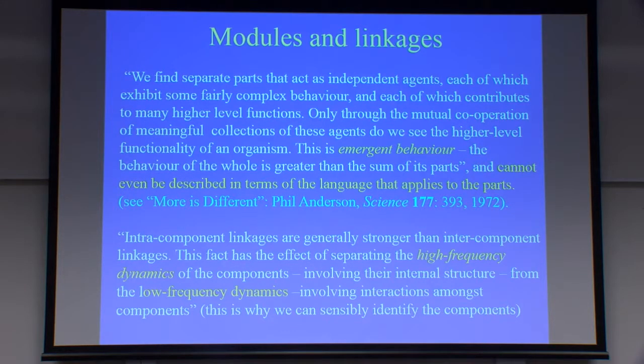We find separate parts that act as independent agents, each of which exhibits some fairly complex behavior, and each of which contributes to many high-level functions. Only through the mutual cooperation of meaningful collections of these agents do we see the higher-level functionality of an organism. This is emergent behavior. The behavior of the whole is greater than the sum of its parts, and cannot even be described in terms of the language that applies to the parts.